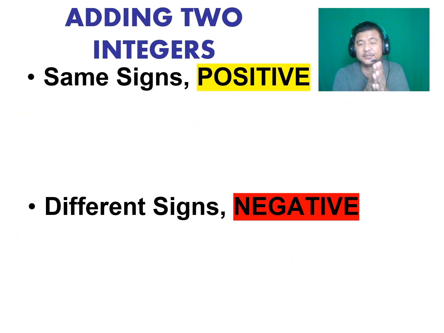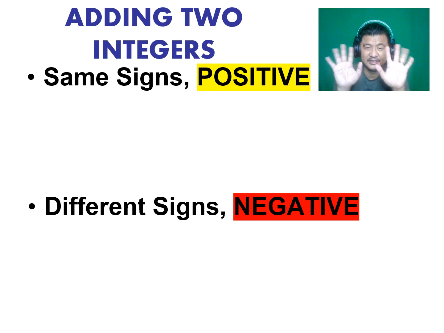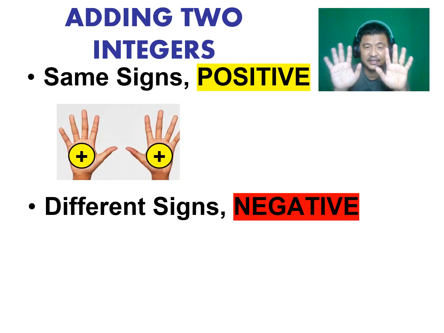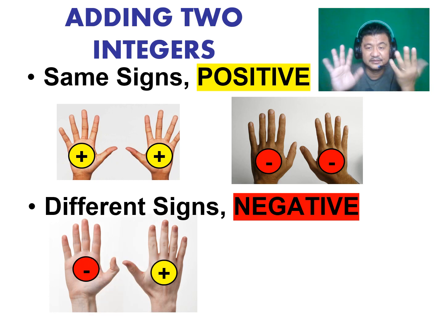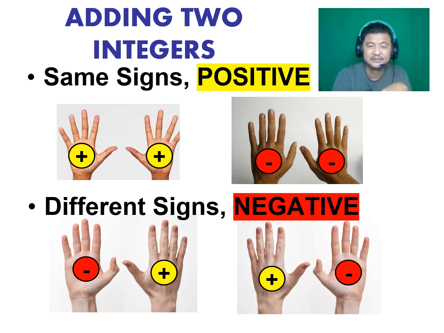Now, let's summarize this. I always teach my students, your hands tell you the rules, okay? Think of the palm as the positive, and the opposite of your hand is the negative, all right? Positive, negative. Check this out. Same signs, it's always positive, all right? Now, if I have different signs, it's always negative.